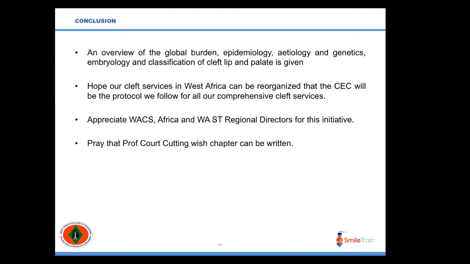And finally, I pray that Professor Kurt Cotton's wish chapter can be written. This is my biggest wish, that we in the developing countries can write and show that this is how we are doing it, looking at the best practices everywhere, so that our own outcomes are not inferior to what they are doing, despite the challenges we have, so that we can provide an indigenous solution to our own problem.